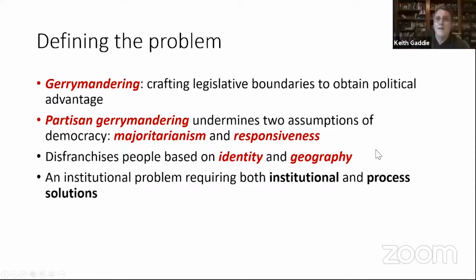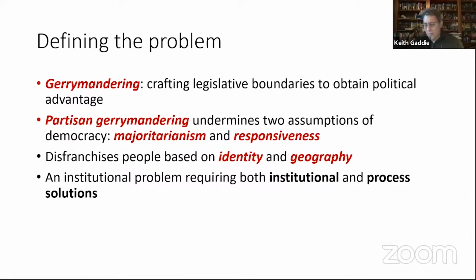Thank you. So the thing we have to remember is what we're talking about. Gerrymandering is the act of crafting legislative boundaries for political advantage. So you've got a political motive and you alter the boundaries in an effort to gain political advantage. Partisan gerrymandering in particular undermines 2 major assumptions of democracy. And these are very important.